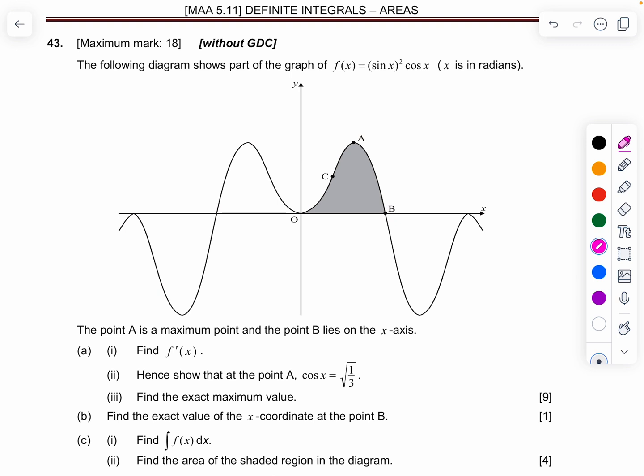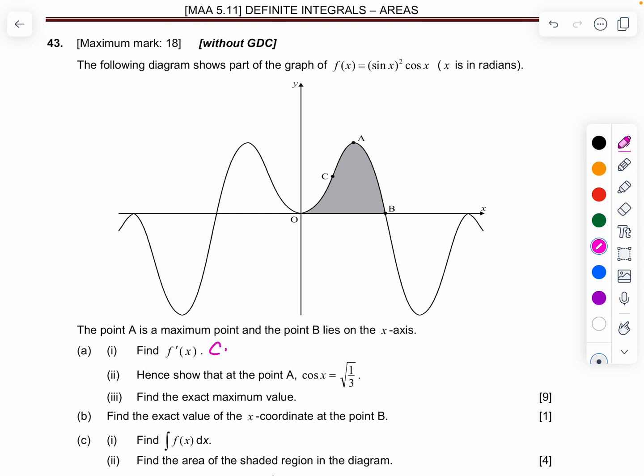Question number 43. The following diagram shows part of the graph f of x equals sin x whole square cos x, x is in radians. The point A is the maximum point, point B lies on the x-axis. Find f prime x. When I'm trying to find it, there are two rules, chain rule and product rule.